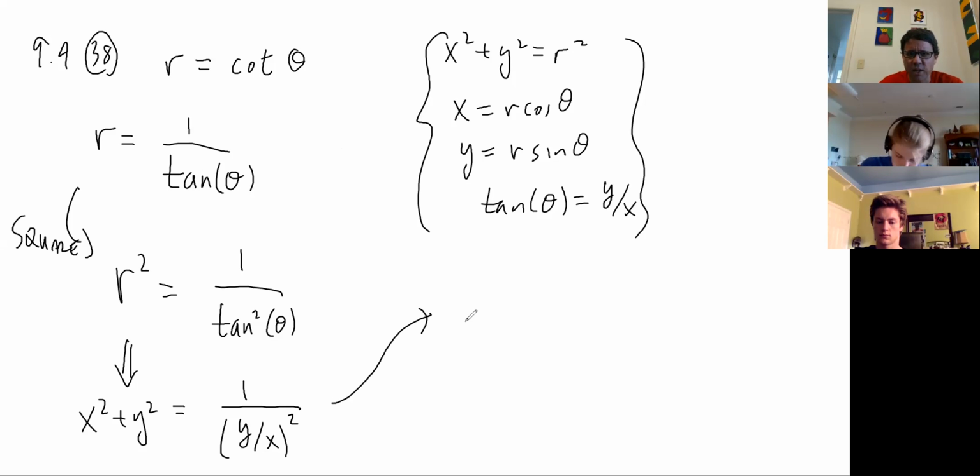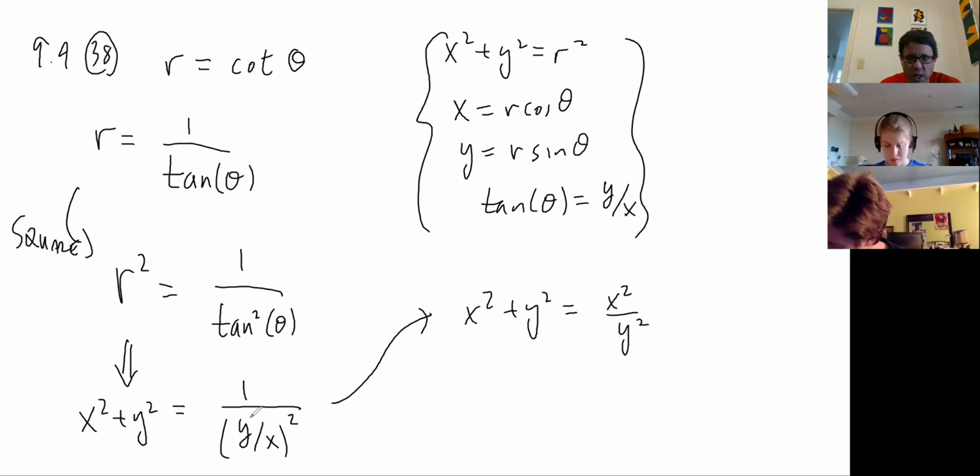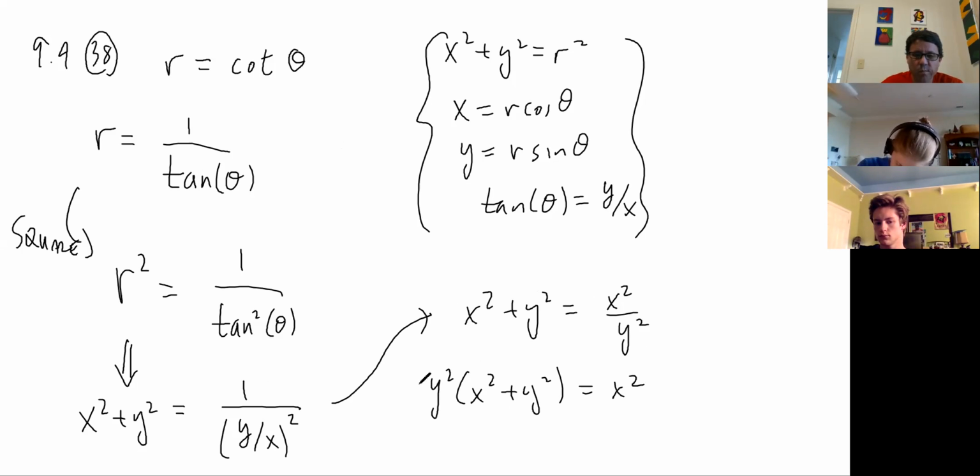So I don't know if we can clean it up much, but I could square this and then flip it and I'll get x squared over y squared. So instead of y over x, it's in the denominator, so it gets flipped, and then I square everything. Anything more than that's going to look ugly. If you don't like fractions, then I can just multiply both sides by y squared. And any of those three answers are sort of as best as you can do.